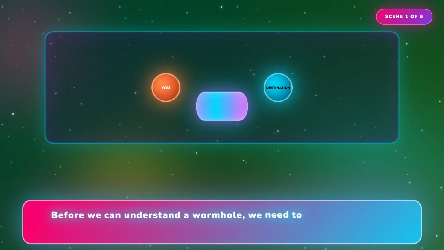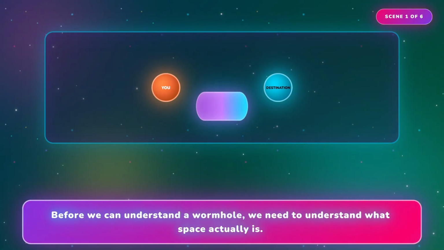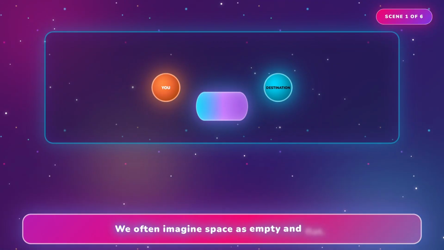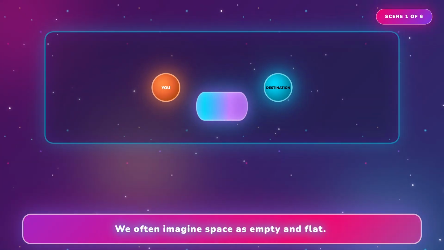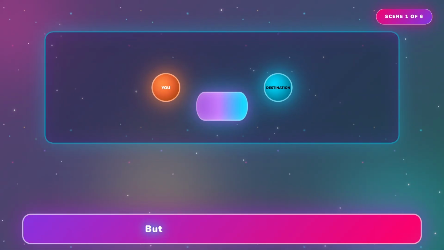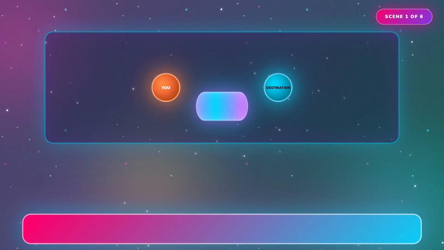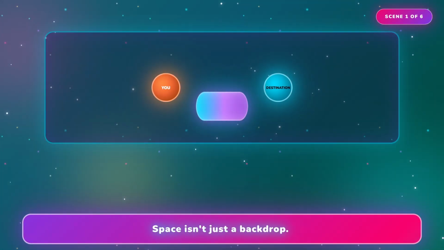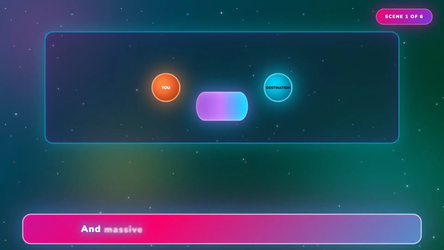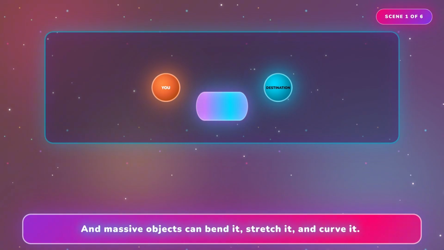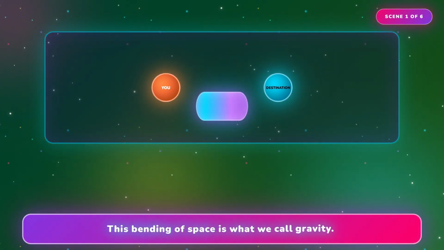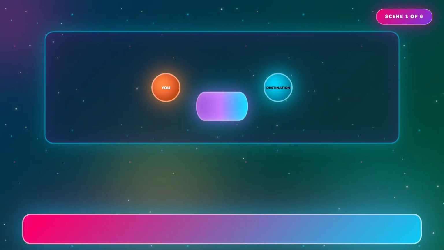Before we can understand a wormhole, we need to understand what space actually is. We often imagine space as empty and flat. A grid where things sit and move around. But that's not the full picture. Space isn't just a backdrop. It's a physical thing. And massive objects can bend it, stretch it, and curve it. This bending of space is what we call gravity.